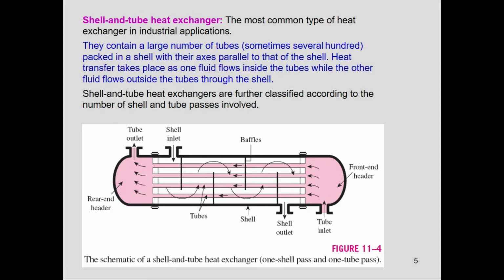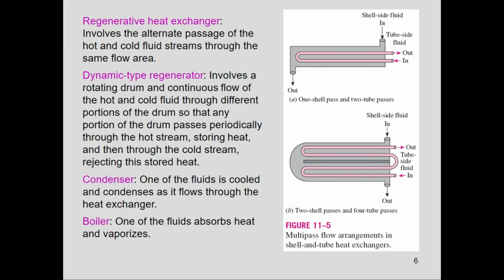The shell and tube heat exchangers are further classified according to the number of shell and tube passes involved. So the heat exchanger in which all the tubes make one U-turn in the shell, as you can see in this diagram, for example, is called a one shell pass and two tube passes heat exchanger, right? So the fluid is moving on the shell side and it will just pass through the shell side. This is called one shell pass, right?